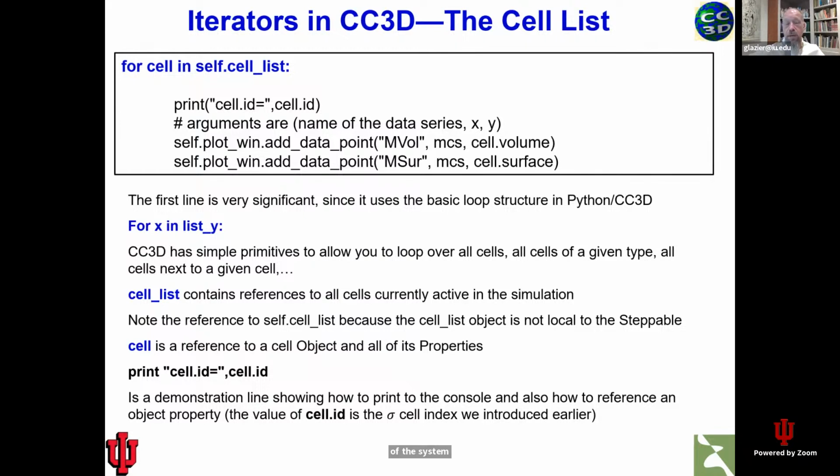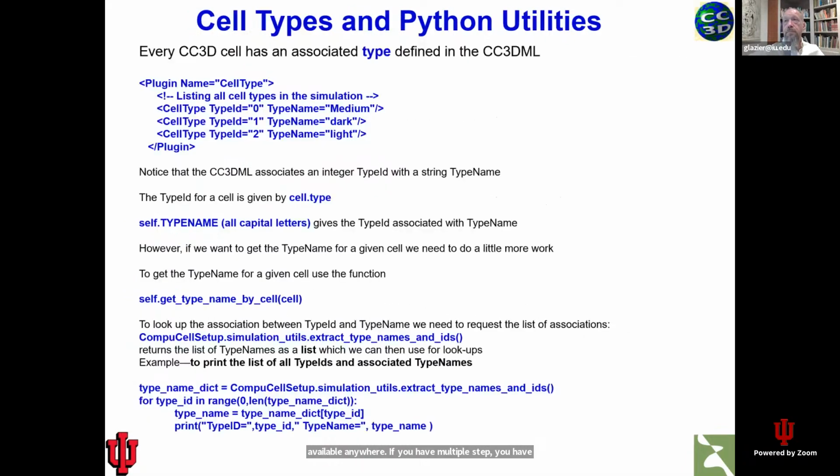Are there any questions about the Pythonic elements of that? Because this is a very fundamental set of concepts. One thing that's important is that the cell list is available anywhere. If you have multiple steppables, you have access to the cell list anywhere. Okay.